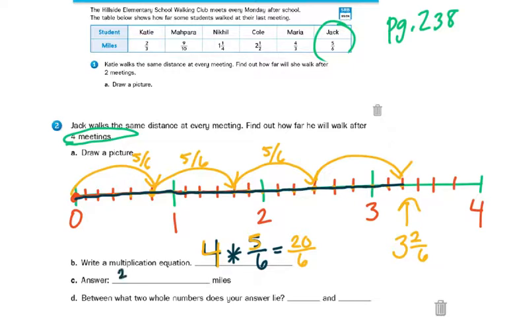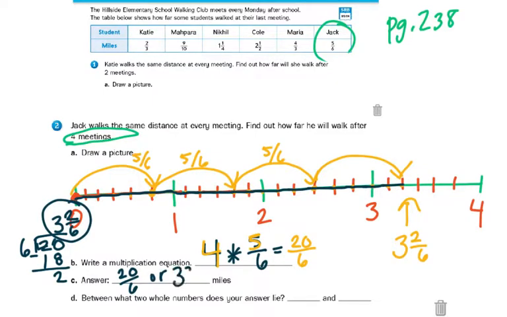The answer is 20/6, or as you can see, we just find out how many 6s are in 20. There's 3, which is 18, subtract, and I write my remainder as a fraction. So 20/6 is the same as 3 2/6. And between what 2 whole numbers does that lie? Well, it's more than 3 miles, but less than 4.